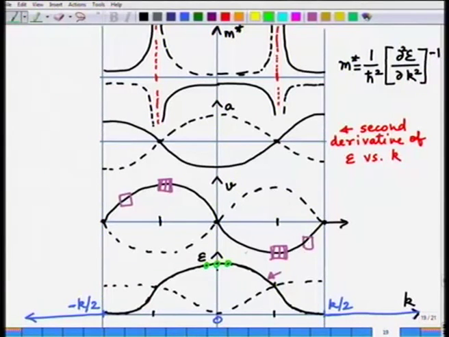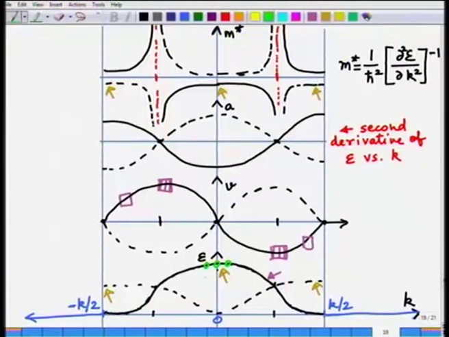Look at the effective mass of the solid lines. Effective mass here was a negative quantity, wherever the curvature of the E versus K curve is concave downwards, which is right here in this case, or in case of dotted lines, right here. In dotted lines right here we find negative effective mass.